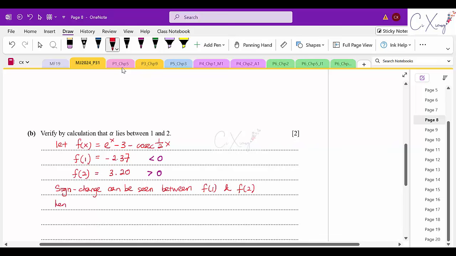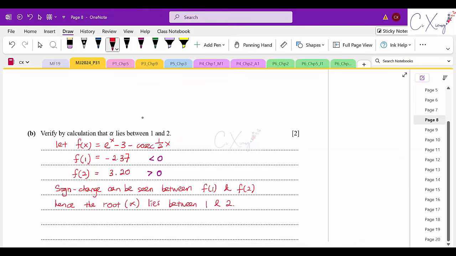Hence, the root, which is alpha, lies between 1 and 2. So this is how we solve part B. Then let's continue to the next part, part C.